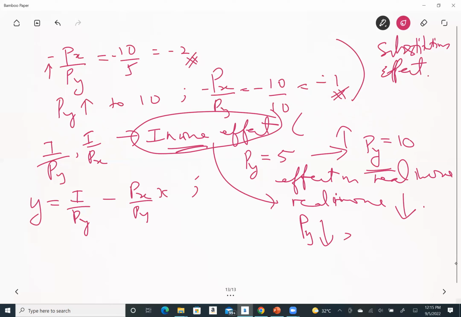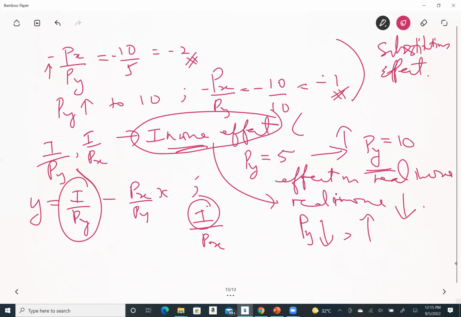Increase, so your real income increases. That is what you mean by income effect. Income effect is on this one. But it is not just the price of Y. You can also have the price of X. If the price of X increases, you can also have real income going down. You can also have a change in income, right? If the income changes, the real income can also change.